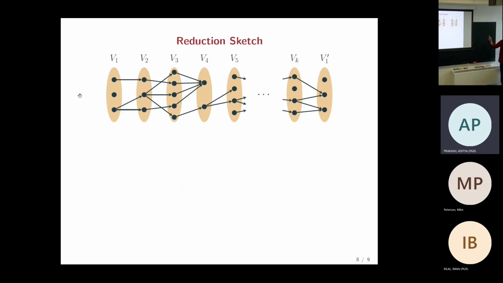And you can imagine that if there was a cycle in the original graph, then I want to pick a node in V1 and a node in V1 prime that match, say, maybe the bottom nodes. And if I can find a path through here, then I'm done, right? That would correspond to a cycle in the original graph.